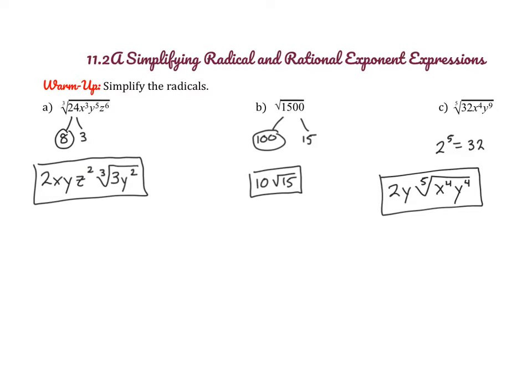For square root of 1,500, notice that it is divisible by 100, which is a perfect square, so it's 100 times 15, and the square root of 100 is 10, which gives us 10 root 15. And then for the last one, it turns out that 2 to the power 5 is 32, so that actually simplifies out. Fifth root of 32 is just 2. And then 5 doesn't go into 4, so the x to the 4th will stay inside. But 5 does go into 9 one time, and then there's 4 remaining exponents.